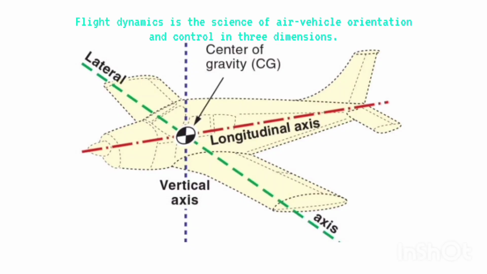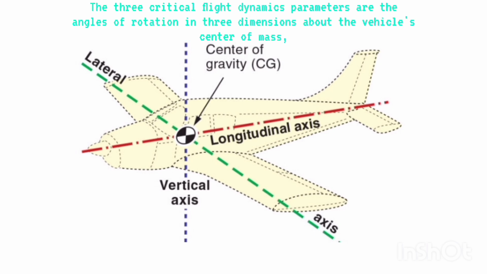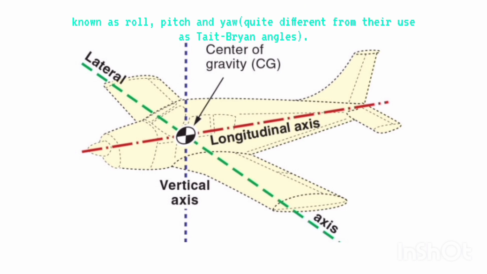Flight dynamics is the science of air vehicle orientation and control in 3 dimensions. The 3 critical flight dynamics parameters are the angles of rotation in 3 dimensions about the vehicle's center of mass, known as roll, pitch, and yaw, quite different from their use as Tait-Bryan angles.